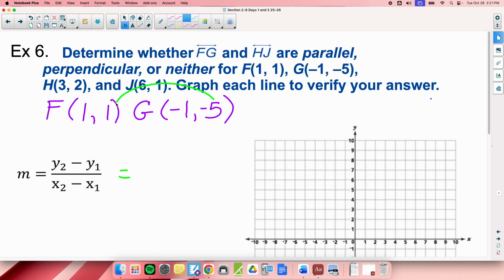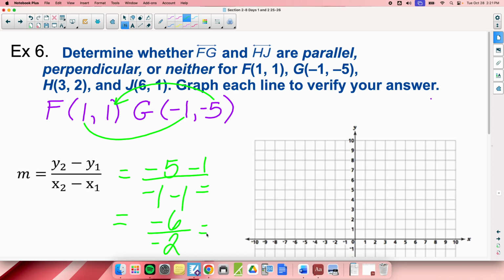So the first thing I have to do here is find my slope. I'm going to subtract my y's, which is -5 minus 1, over -1 minus 1. Negative 5 minus 1 is negative 6. Negative 1 minus 1 is negative 2. What's a negative 6 divided by a negative 2? It's 3. Very good.